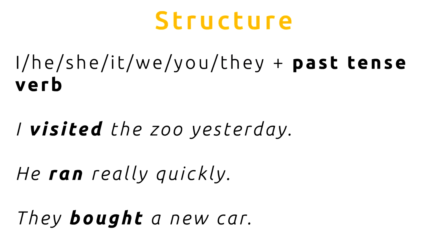Again, the structure is extremely easy. It's a subject, for example, I, he, she, it, we, you, they, plus a past tense verb. For example, I visited the zoo yesterday. He ran really quickly. They bought a new car. So very, very simple.